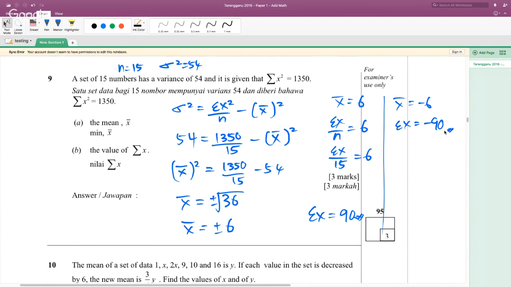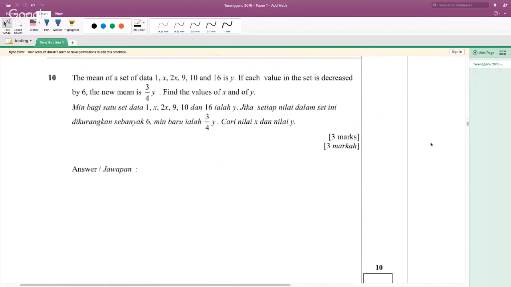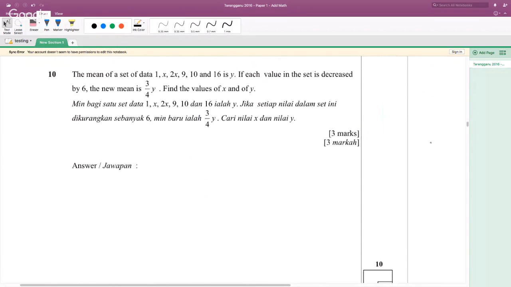Okay, let me just move on to the next one. The mean of the set of data 1, x, and so on is y. That means 1 plus x plus 2x plus 9 plus 10 plus 16, divided by the total number, which is 6, gives y. This is exactly what the first sentence says: the mean of all these numbers is y. I will solve this one first before I go to the second sentence.